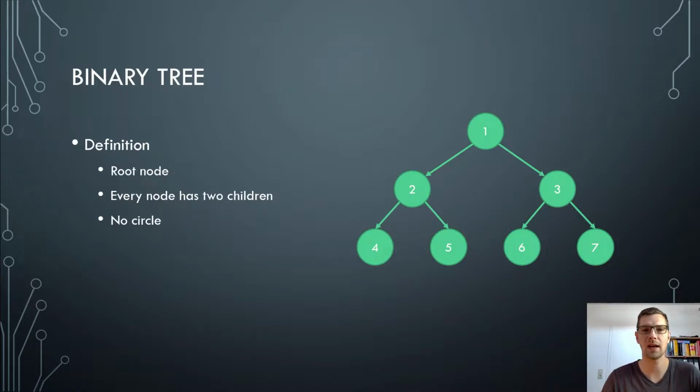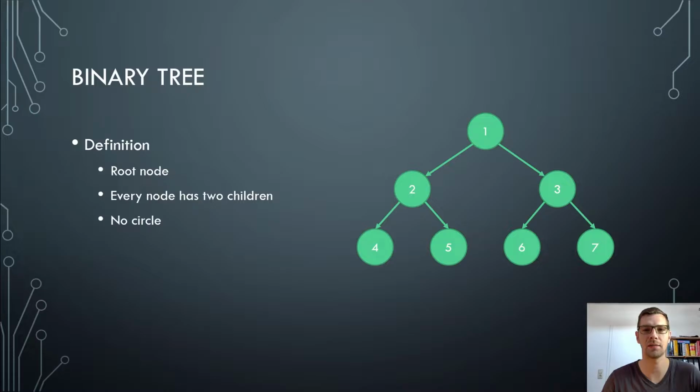Alright, let's define the tree quick. So we say every tree has a node, and that is the root node. And then every root node or every node has two children. And that is basically our tree. And we can there say recursively that every node in the tree is a binary tree by itself.